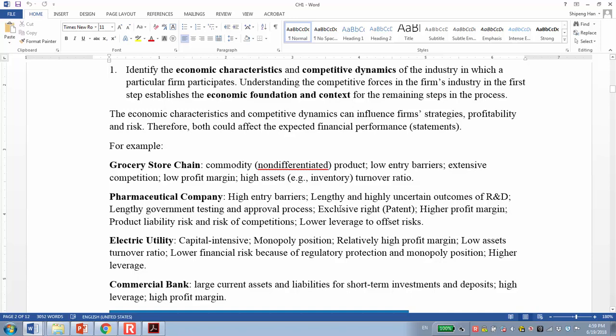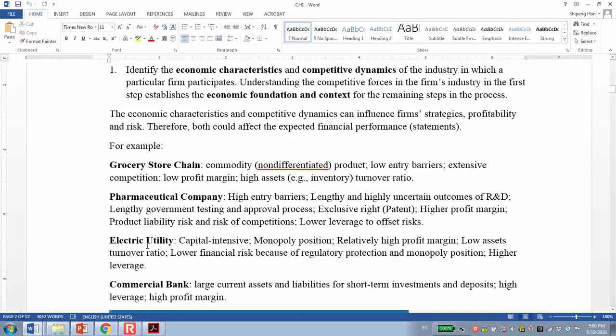So to protect and encourage pharmaceutical companies to survive and keep operating, the government usually gives them patents and protects the patents so they can earn a high profit margin. Right? Because when they have patents, they have the exclusive right to sell the medicine and drugs. So this industry is different from the grocery stores.